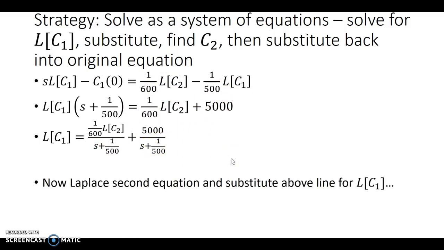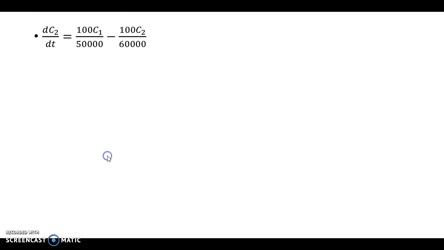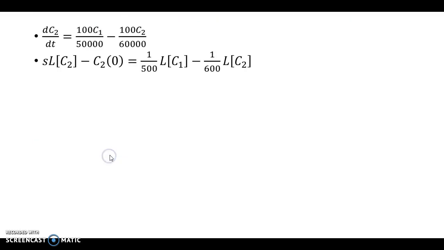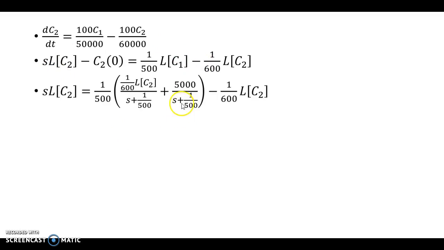Now we Laplace the second equation and substitute this line right here in place of Laplace of C1. We'll plug in this here. You'll see what we'll do in a second. So there's our second equation. There's our next line, similar to the first. There is our substitution step. This looks really, really messy right now.